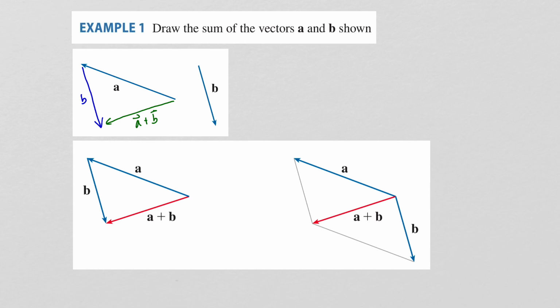The other way to do it, of course, is to take your vector a and your vector b and to create a parallelogram out of those vectors. So in this case, I'm simply going to move vector b to where vector a starts from.